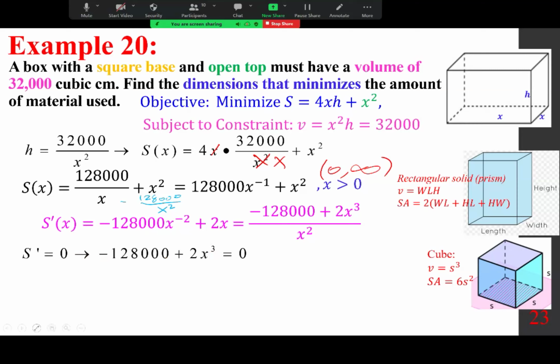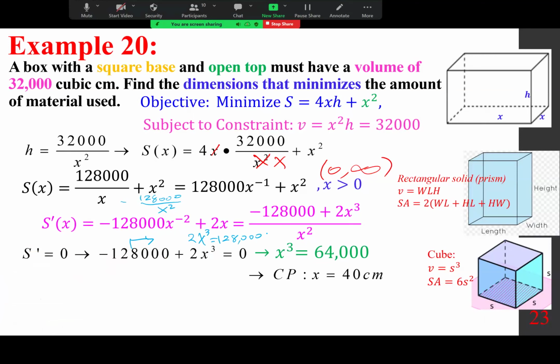By moving this to the other side, we end up with 2x cubed equals 128k. Divide by 2, you get 64k. Take a cube root, you get 40 centimeters. Always write the units, everybody. Because it was cubic centimeters for the volume, this is in centimeters. And so we have everything under control.